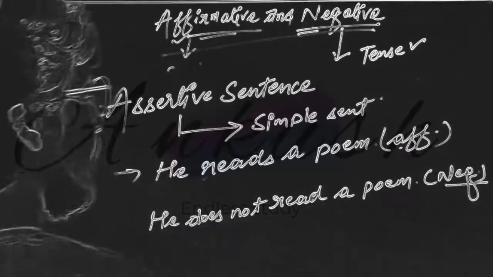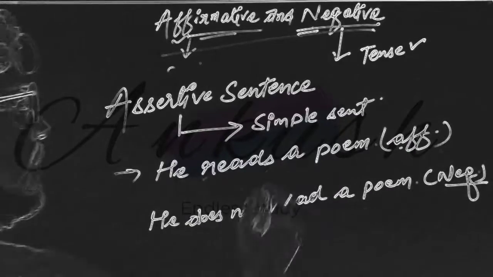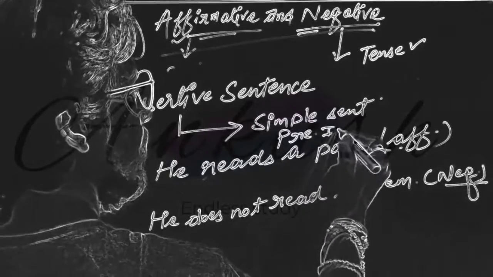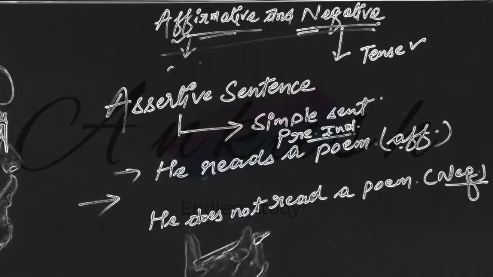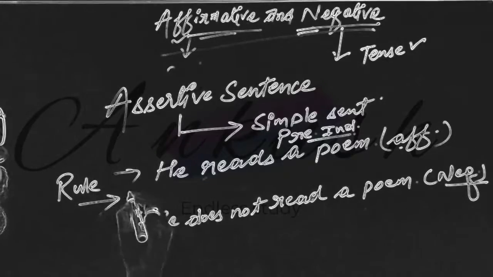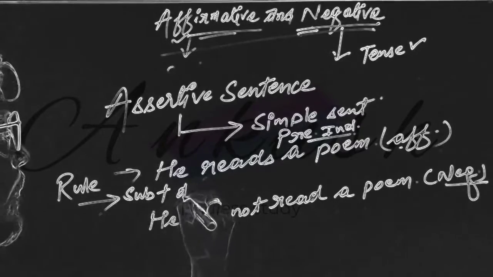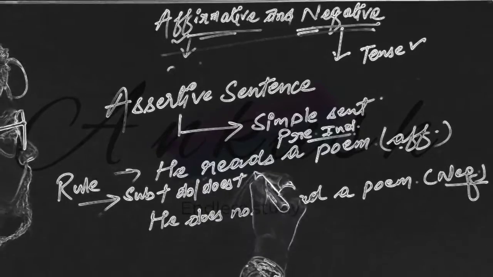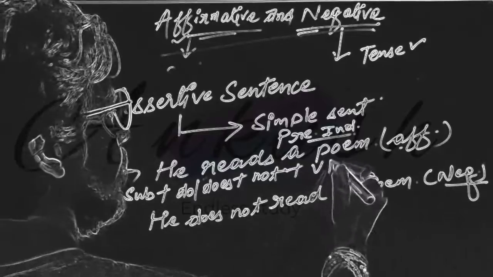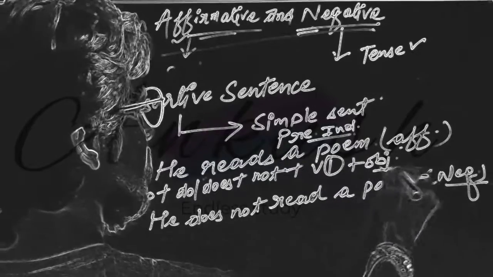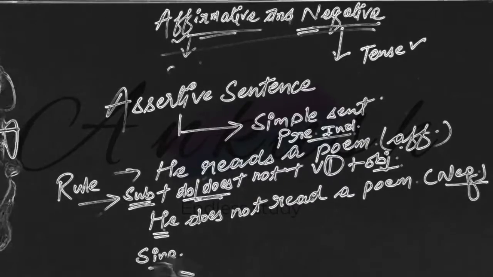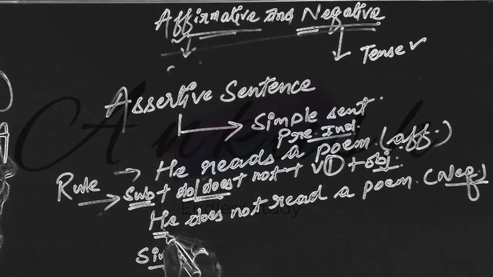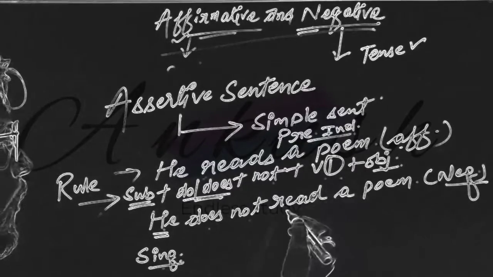If you have the information about tense, he reads a poem. Which tense is this? This is your present indefinite. And in present indefinite, if you want to change affirmative into negative, there is a rule: subject plus do or does plus not plus verb first form plus object. So now you see here, our subject, that is he, is singular. So in case of singular, we use the helping verb does. He does not. Then verb first form, read.